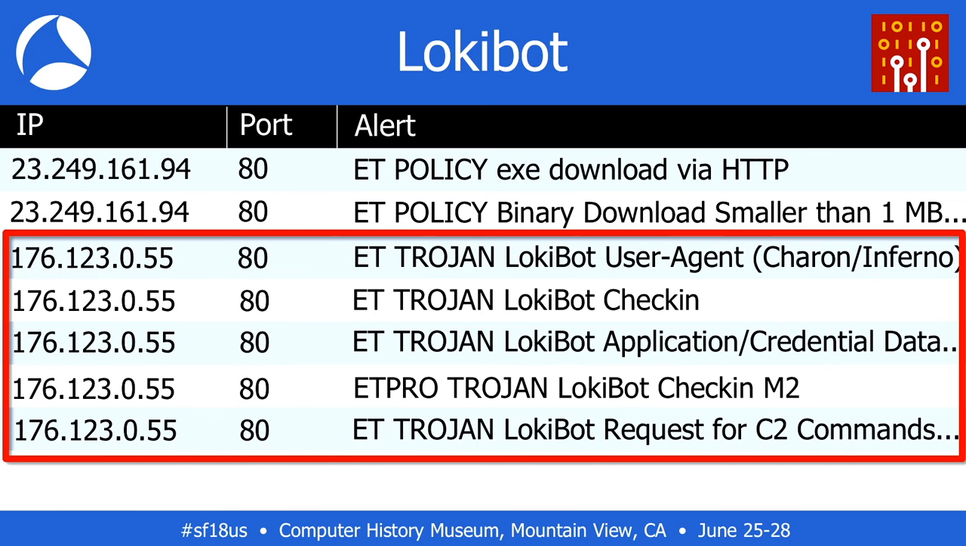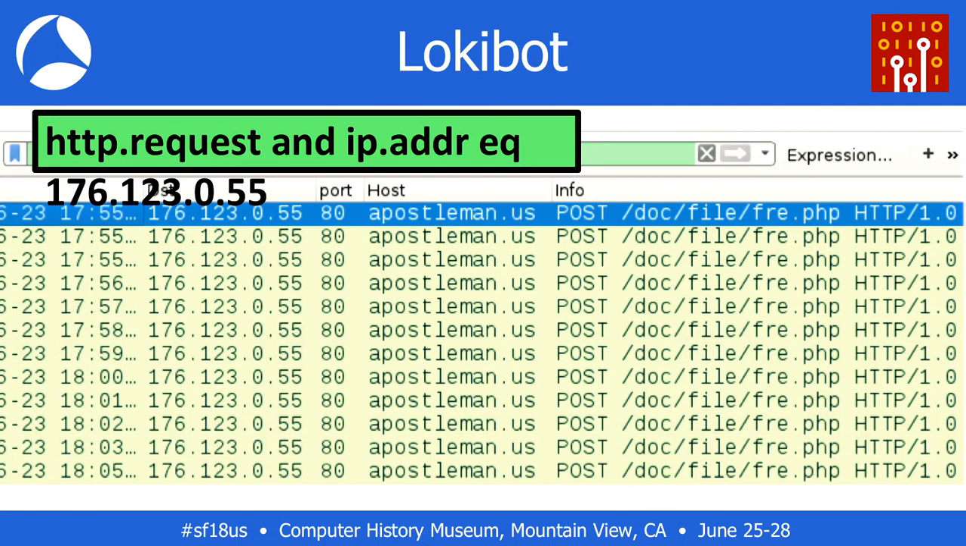So what we're going to do is filter on HTTP requests based on this IP address that these alerts are triggering on. We're going to do http.request and ip.addr equals 176.123.0.55. If you're talking about port 80 traffic, this should generally be HTTP traffic, especially in the case of Windows malware infections. So using HTTP request and pairing it with the IP address related to the alert should give you a quick and dirty display of what's going on.